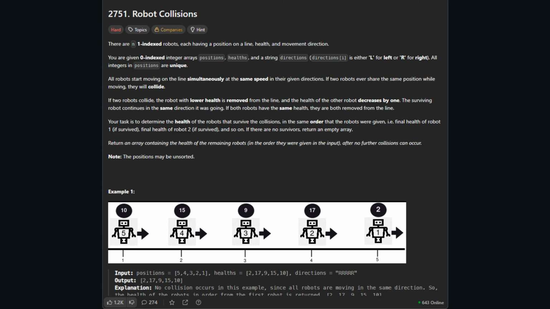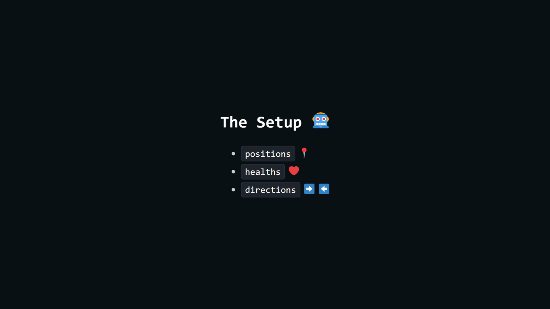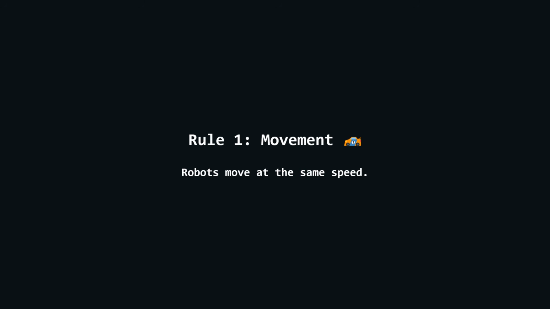It has a lot of text and a diagram, so let me break it down into something much simpler to follow. Imagine a line with robots placed on it. Each robot has a specific starting point, a health value, and a direction, either left or right. All robots start moving at the exact same time and at the exact same speed. This is important because it means they only collide if they are heading toward each other.